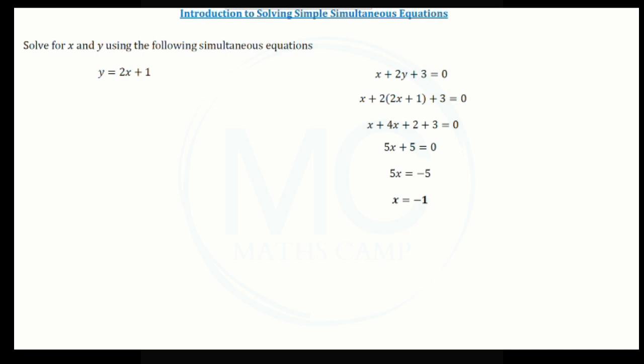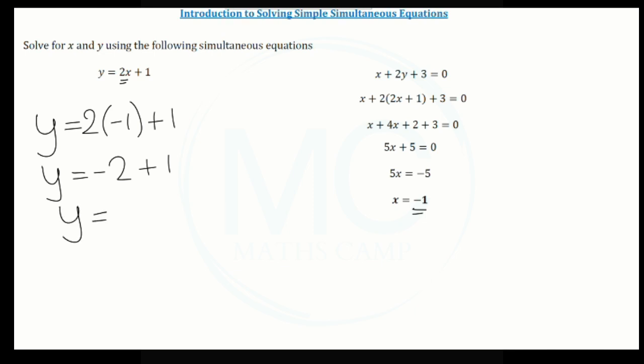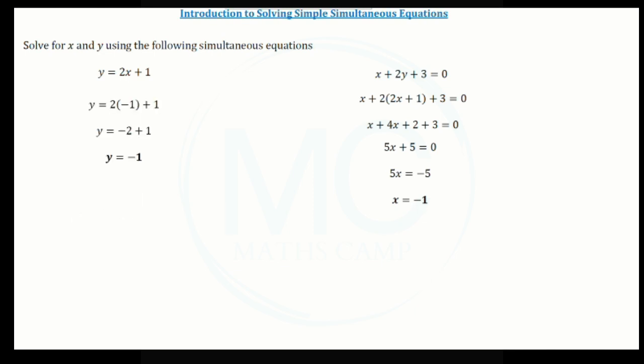Now that I have a value for x, I can substitute it into the x value up here. So I'm going to say y is equal to 2 multiplied by negative 1 plus 1. 2 multiplied by negative 1 is negative 2. So I can say y is equal to negative 2 plus 1, which means that y is equal to negative 1 as well. Let's do another one.